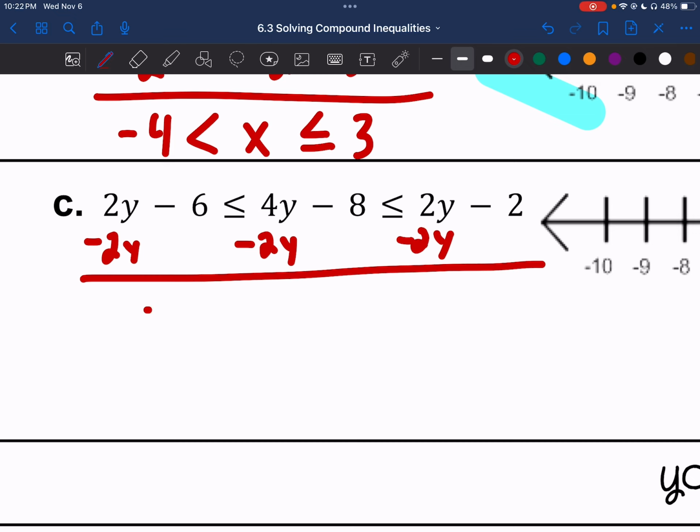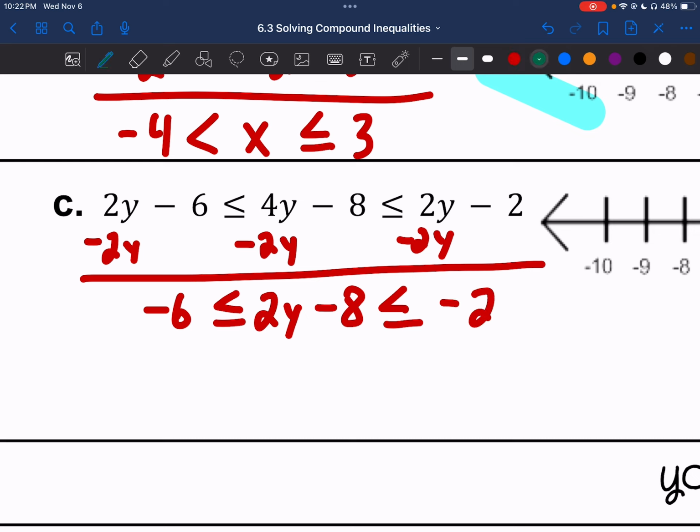And I'm going to get negative 6 is less than or equal to 2y minus 8, which is less than or equal to negative 2. My next step, I'm now going to try to get that y by itself. So I'm going to add 8 to all three sides.